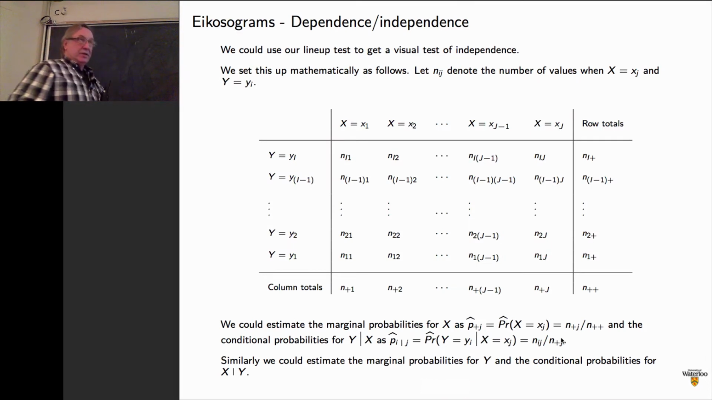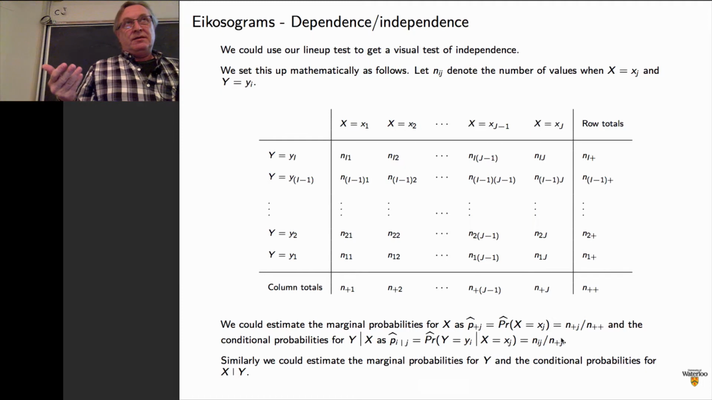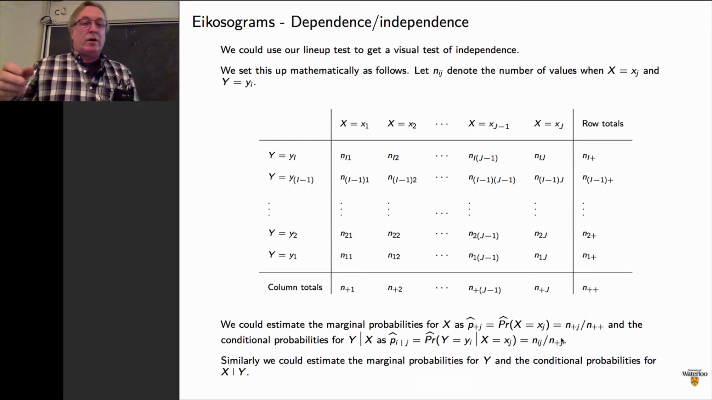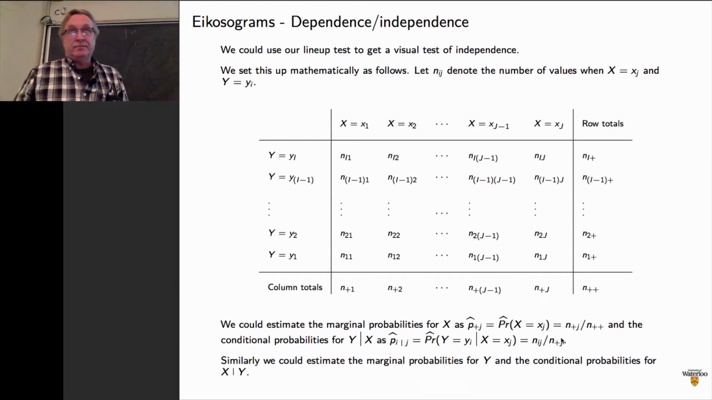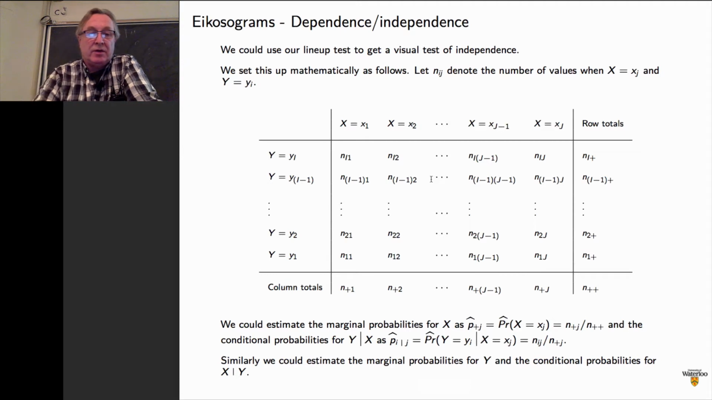So what I want to do is use that to think about a lineup test. And to think about a lineup test, I want to go back to the table of counts. So here we've got the table of counts, and I'm using Nij to be the ith row in the jth column, the number of values in that cell. So I've got the x's along the horizontal. The j goes from 1 to capital J, and I've got the y's along the vertical, and the yi goes from 1 to capital I.